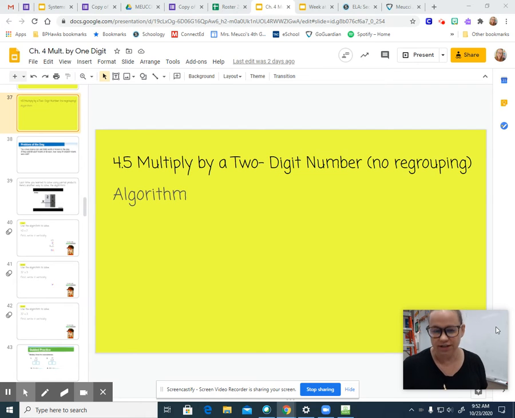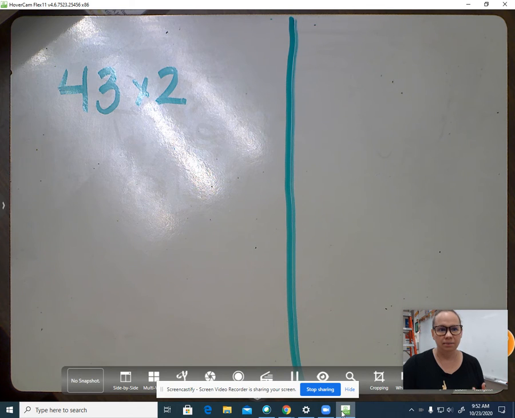Today we're going to work on lesson 4.5, which is multiplying a two-digit number, no regrouping. Your parents will call this the way I learned how to do it in school, and this is also called the algorithm. I'm going to attempt to do this too at the same time. We'll see how this works.